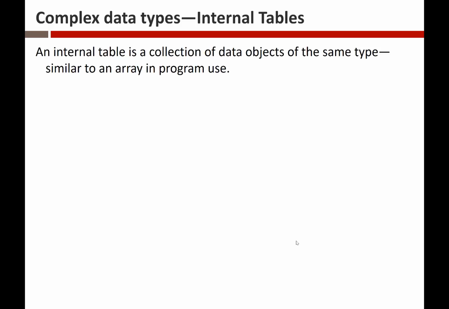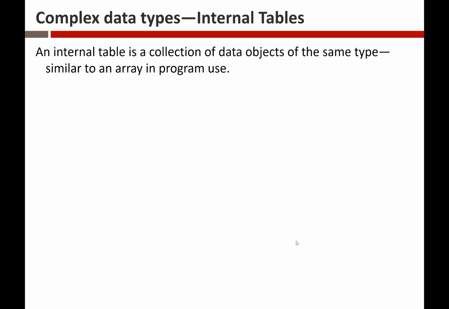Our first, I guess, structures are a complex data type. So this is our second complex data type. This is an internal table. An internal table is a collection of data objects of the same type. Rule of thumb, ABAP has no such thing as arrays. But an internal table is a much more sophisticated data structure than a traditional array and can be used in place of an array should you happen to need it.